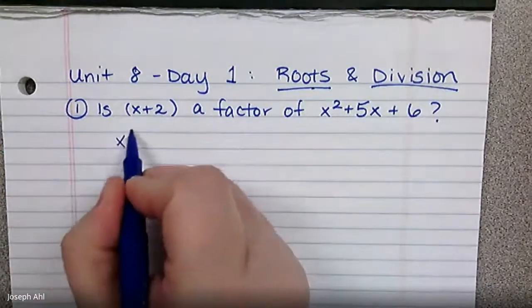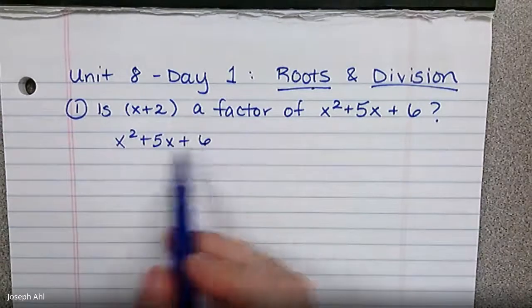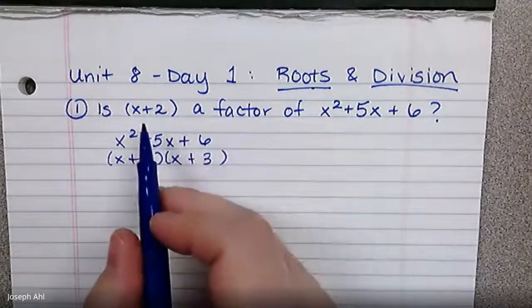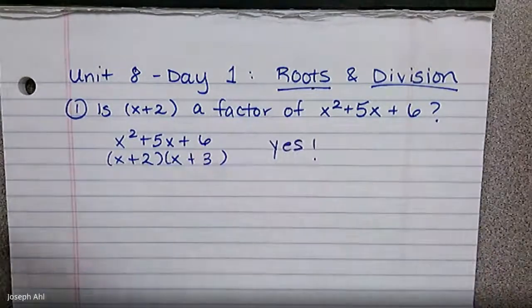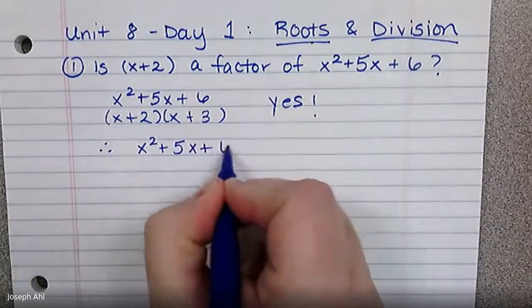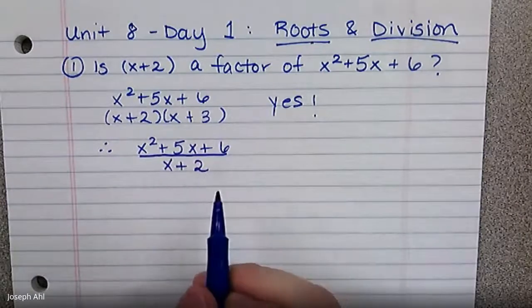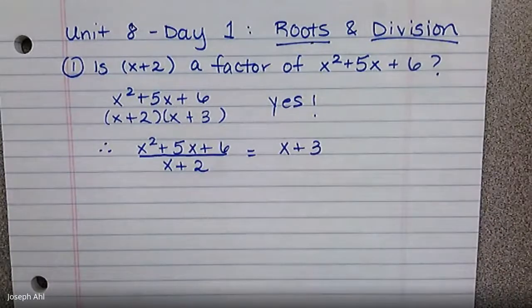If I take the expression x squared plus 5x plus 6, and I think about the factorization, what multiplies to 6 and adds to 5 in the middle, we would get x plus 2 times x plus 3. So to answer the question, is x plus 2 a factor of this quadratic? The answer is yes. It is one of the factors of x squared plus 5x plus 6. So we can rewrite this: if I were to take x squared plus 5x plus 6 and divide it by x plus 2, the quotient, what you're left with, is the other factor, x plus 3.